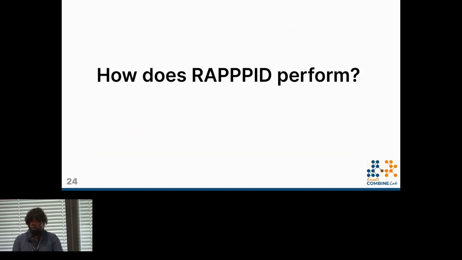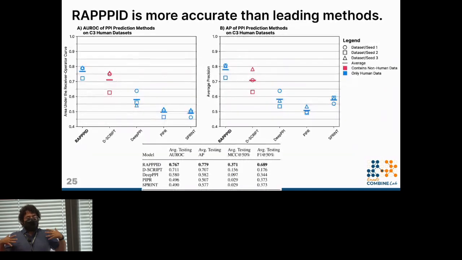Now let's talk about the performance and how we actually did. It turns out that RAPID is more accurate than leading methods. This is something that we were able to show with our last paper, but we've added some new methods here. And our data sets are a little bit different. They're a little more strict. We've controlled for more things like that sequence similarity, which is not something we did in our previous paper. And we find that RAPID outperforms other leading methods, with 0.767 AUROC on the testing set for a human benchmark. What you'll see here in red, I have D-SCRIPT, which is the second leading method, and I noted it in red because it does contain non-human data.